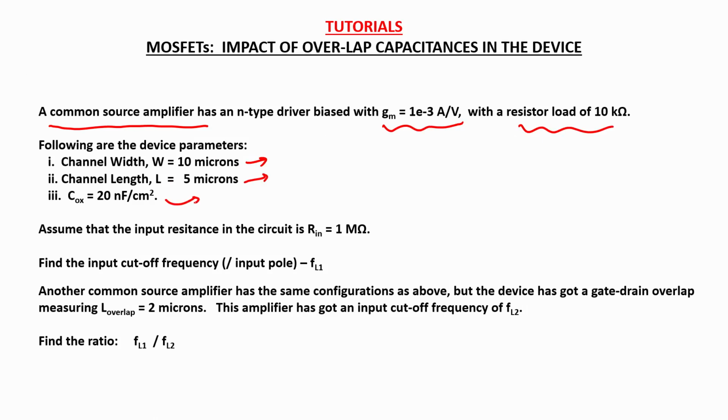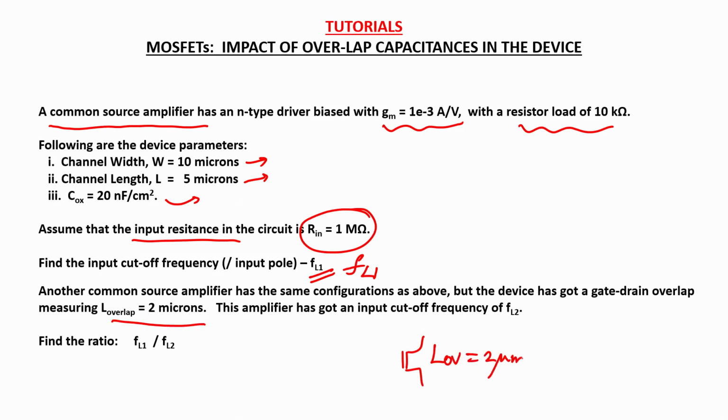And also you are given that for this amplifier there is an input resistance Rin equal to 1 megaohm, and you are asked to find the input cutoff frequency for this amplifier, which is where the input pole lies, which is this FL1 value. And you are also given that another common source amplifier has the same configuration as above, except that the MOSFET device in that amplifier has an additional L overlap, Lov, measuring 2 microns.